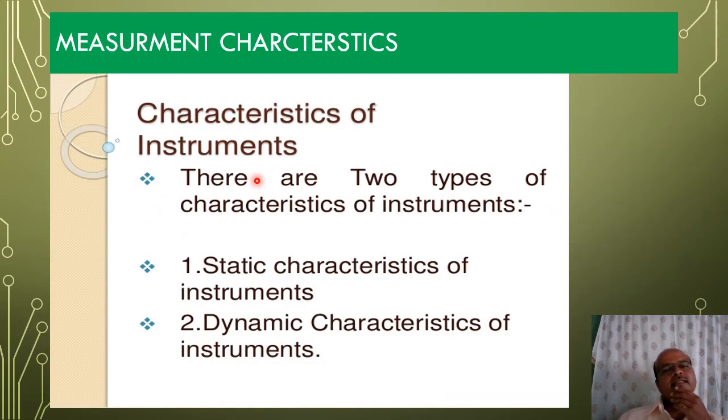Then next, characteristics of the instruments. In mechatronics, n number of instruments are used, therefore measurement characteristics play a very important role in mechatronics. So there are two types of characteristics, static characteristics and dynamic characteristics. One by one we will take them.